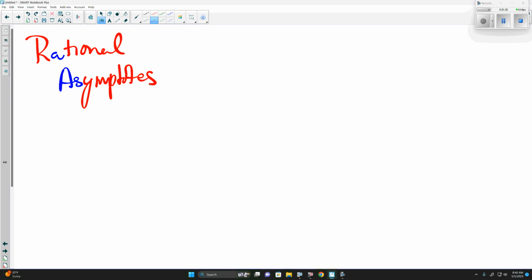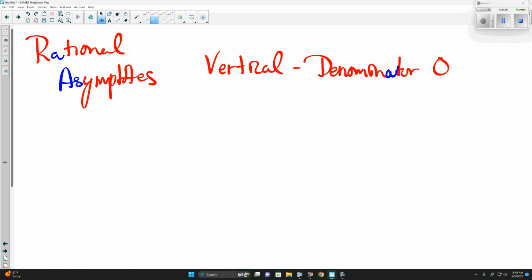Rational asymptotes. Vertical. Whatever's going to make the denominator be 0 is going to be a vertical asymptote. Not every single rational function will have it because there are sometimes where there's no way to make the denominator be 0. But that's one of the good places to start, especially if you're trying to graph a rational function: start with the vertical asymptotes.